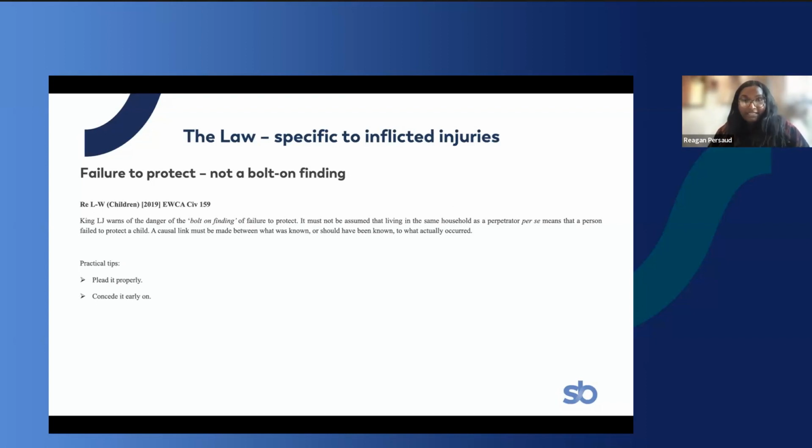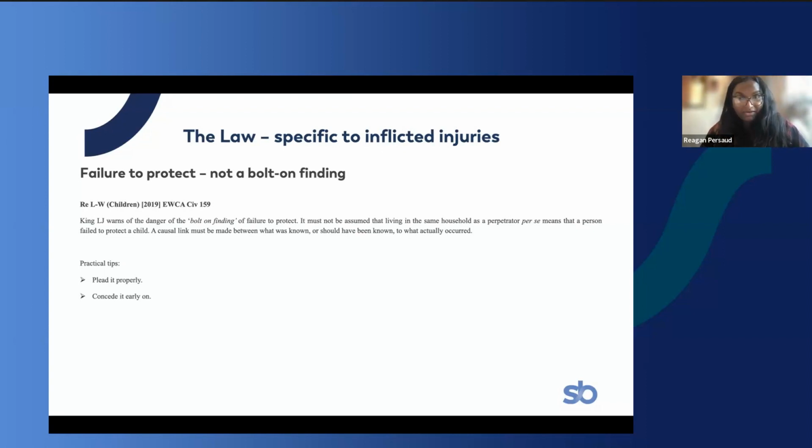And you have to be very clear exactly upon what basis you put a failure to protect finding on the back of LW. If you're for the local authority, make sure you do, because you can be criticised for this. And ultimately, if you don't plead it properly, the parents might have the ability to appeal on it, because they might say, we didn't know the local authority's case. How could we defend it if we didn't know what it was?